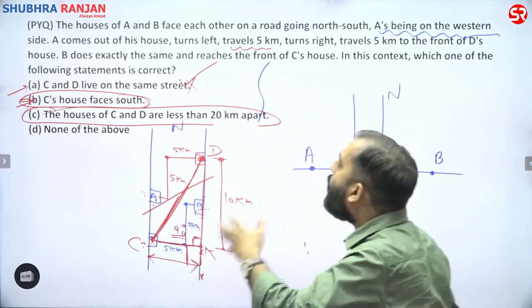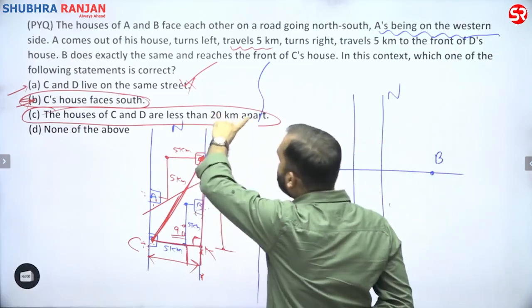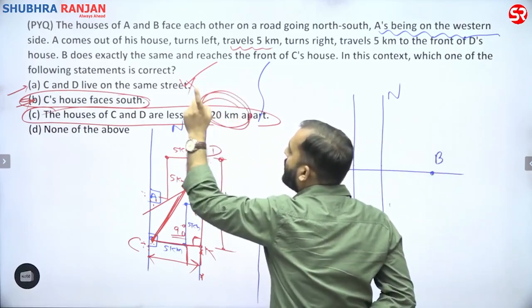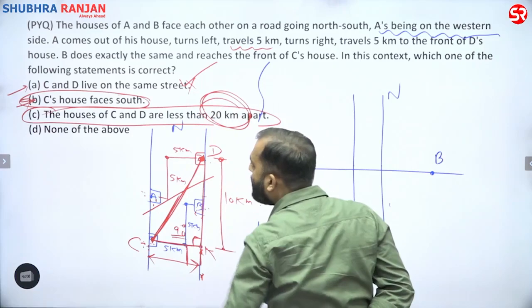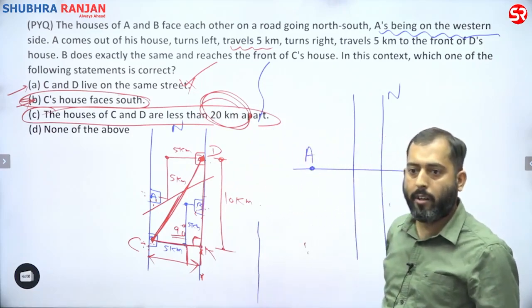Now, how can I say this distance? Any reasoning? Somebody said option C is correct here. How come I say this distance will always be less than 20?